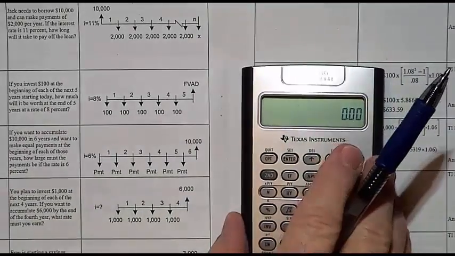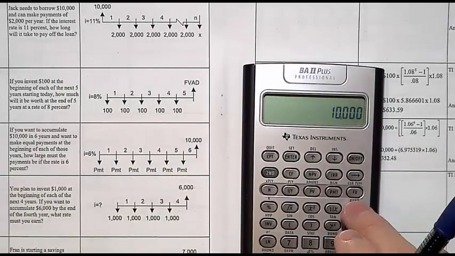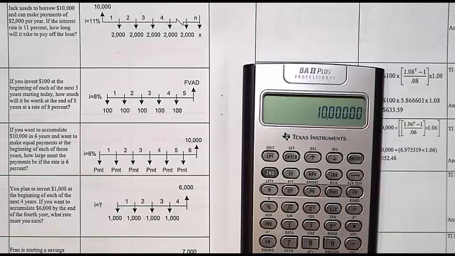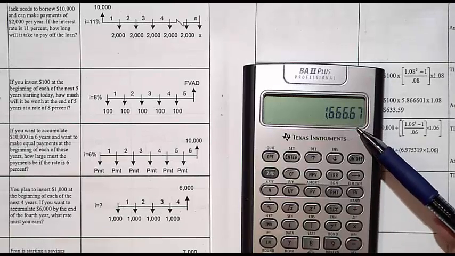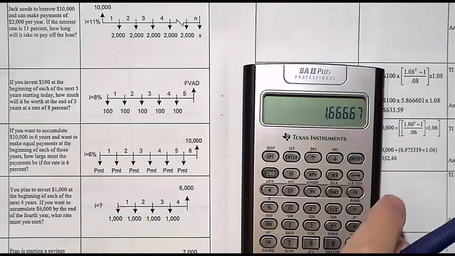Well, as we did before, we could say 10,000 divided by 6 equals 1666.67. So would it take more or less to accumulate $10,000 than 1666.67 per year? Well, it would take less because we're going to earn interest. So going in, we can figure it's going to be less than 1666.